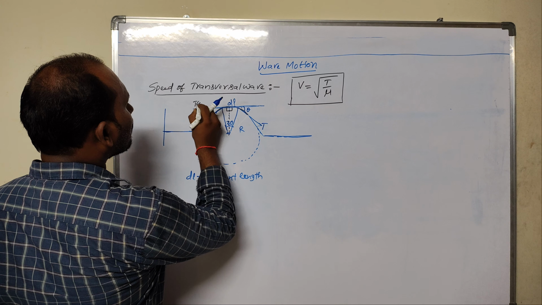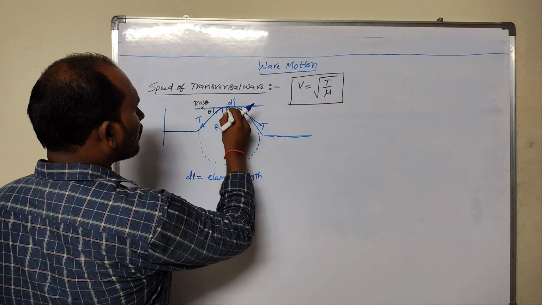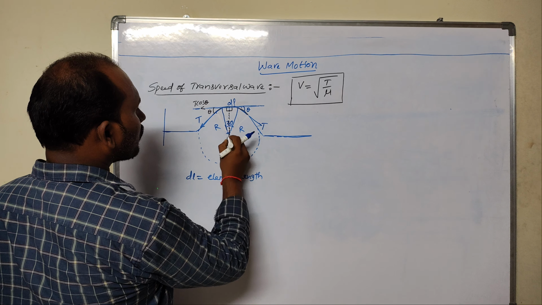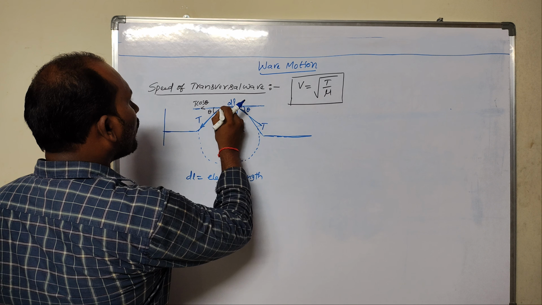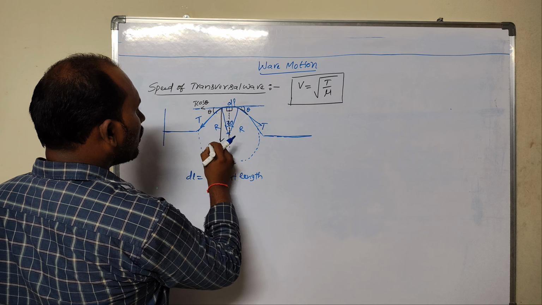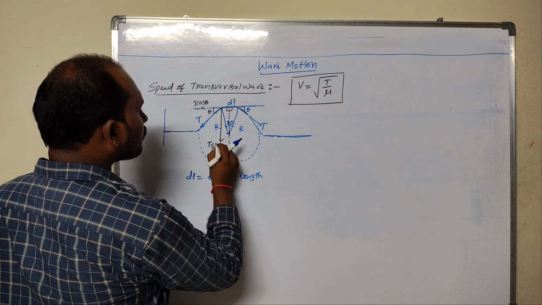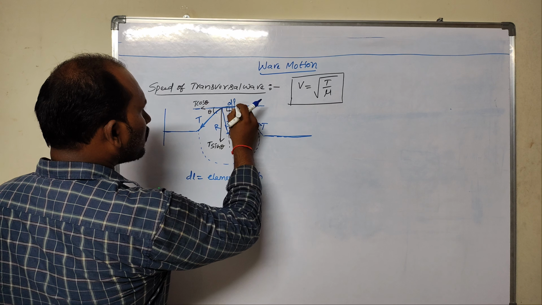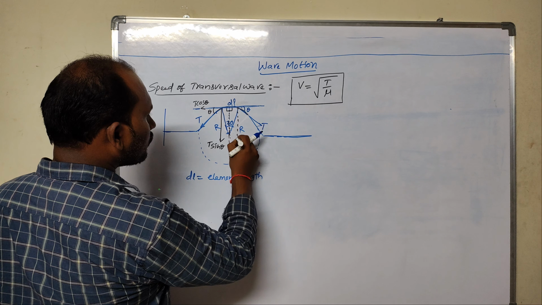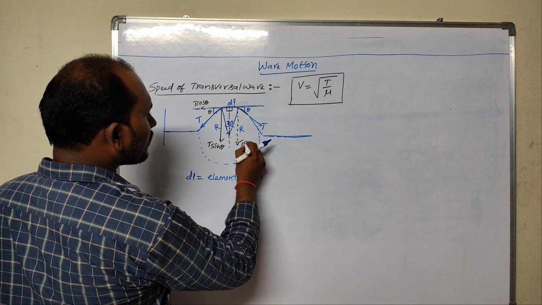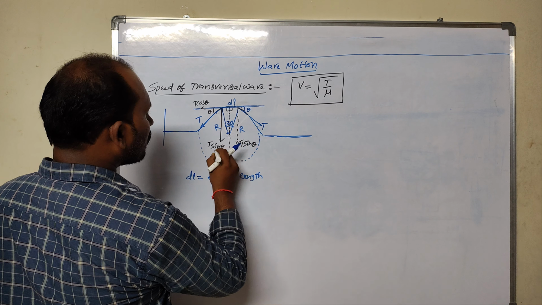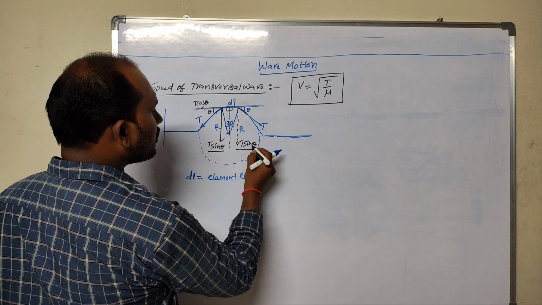this becomes T cos theta, and this becomes T sin theta. This is T sin theta, and this is also T sin theta.